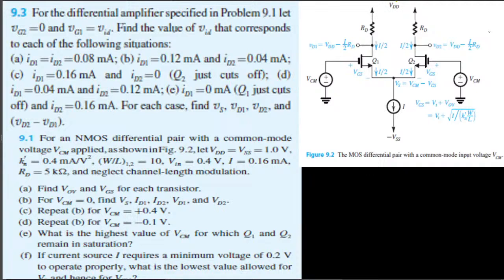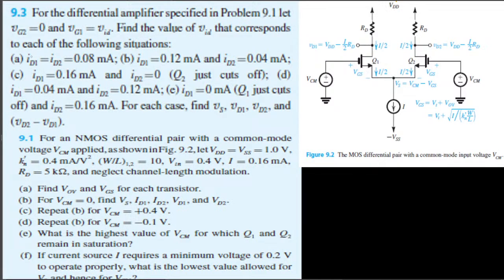I'm going to do part 2 of this question. That's the B part of this question, where the current ID1 is equal to 0.12 milliampere and ID2 is equal to 0.04 milliampere. Here we have to find the VID, that's the input differential voltage, and also VS, VD1, VD2 and VD2 minus VD1. Okay, now let's see how to find it.